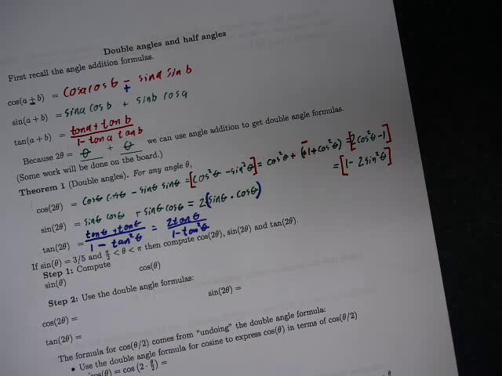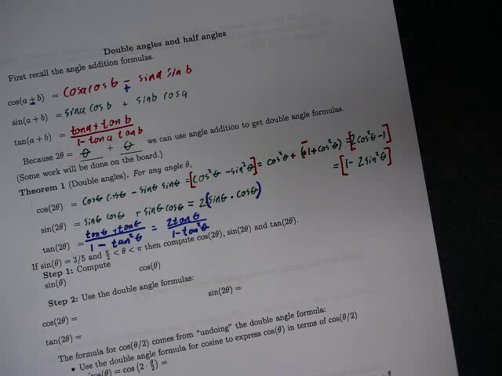So let's just go through some computation. Let's suppose I give you an angle, theta. I tell you that the sine of that angle is 3/5. That angle theta lives between pi over 2 and pi. And then I ask you to compute all of the trig functions at the double of this angle.